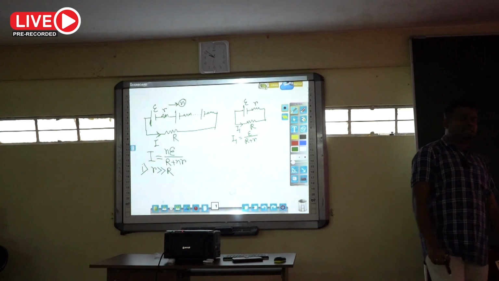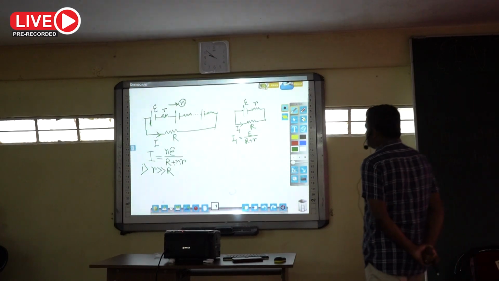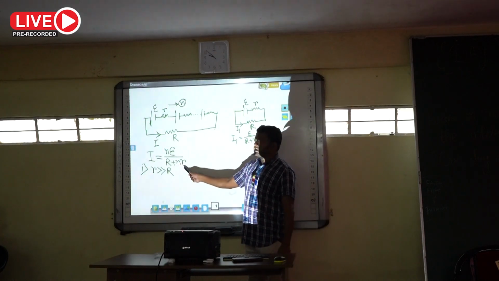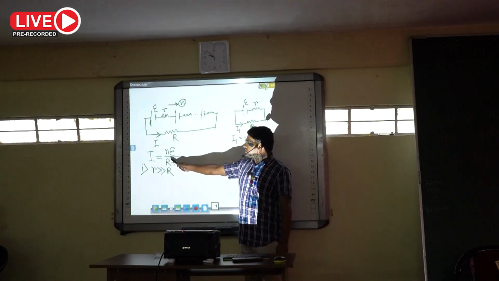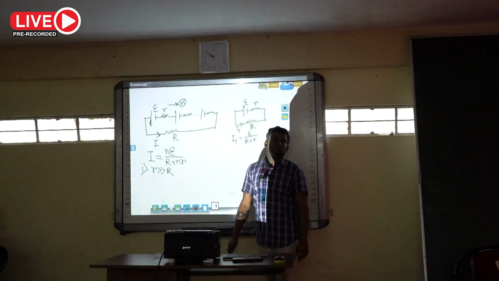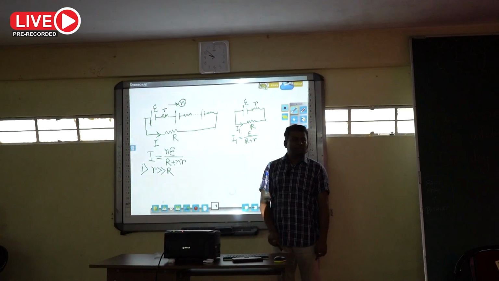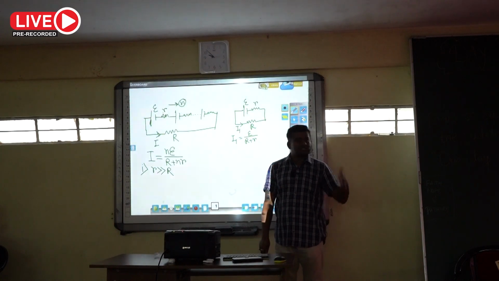Internal resistance of the cell is very large compared to the external resistance of the circuit. That is, small r is very large than the capital R. What will happen in this case? Small r is very large, so with respect to that, capital R is negligible. So this one will become nE by n into small r, because we can put capital R equal to 0. So in that case I will be equal to simply E by small r, because n will cancel.